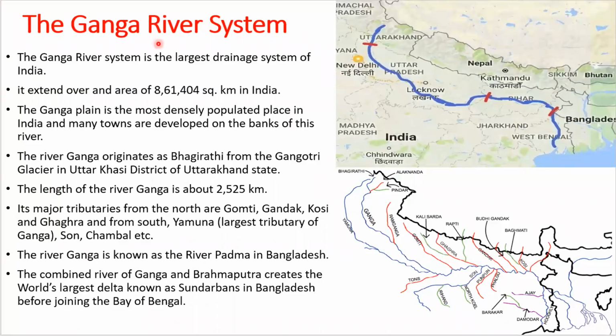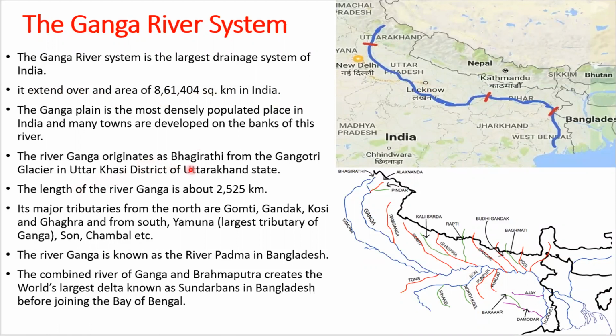Next is Ganga River, which is the national river of India and a sacred holy river of India. The Ganga River system is the largest drainage system of India. It extends over a land area of 8,61,404 square kilometers in India. The Ganga Plain is the most densely populated place in India, and many towns are developed on the banks of this river. One example is Lucknow.